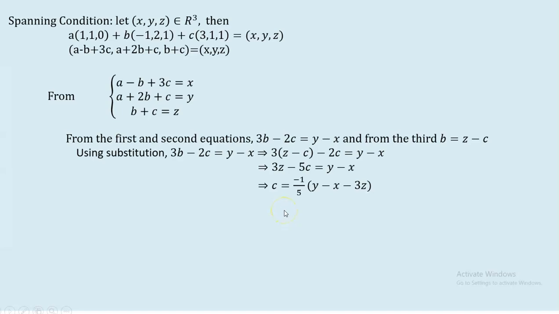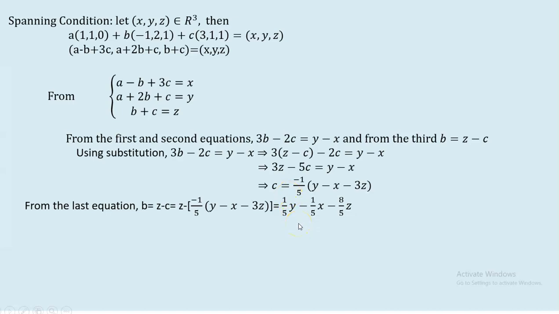Now let's try to come to b. You have been told that b is z minus c, directly taken from the third one. So z is taken as it is, now minus, what is c? c is already obtained here. A matter of taking this one, substituting and evaluating, you finally come across this. So now c is known, b is known.